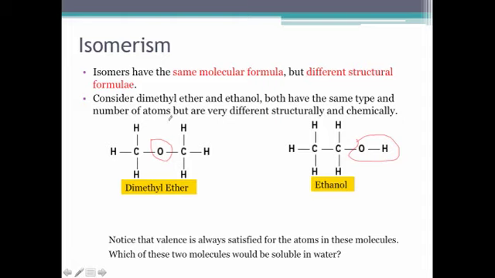This stuff over here is absolutely insoluble in water. If you mix this with water, it will just settle to the top of the water every time. No matter how much you try, you cannot shake it into solution. So they're very, very different compounds. They have the same molecular formula, but different structural formulae. Therefore, these two would be isomers of one another.